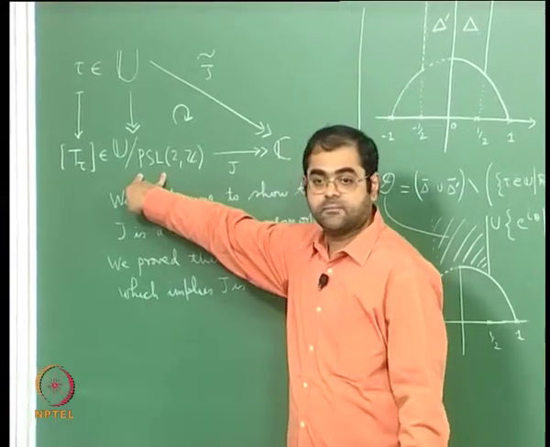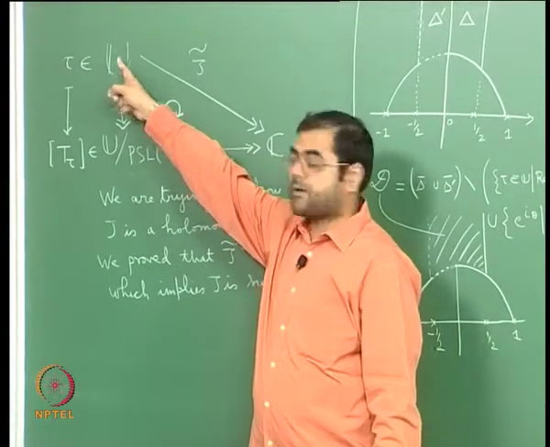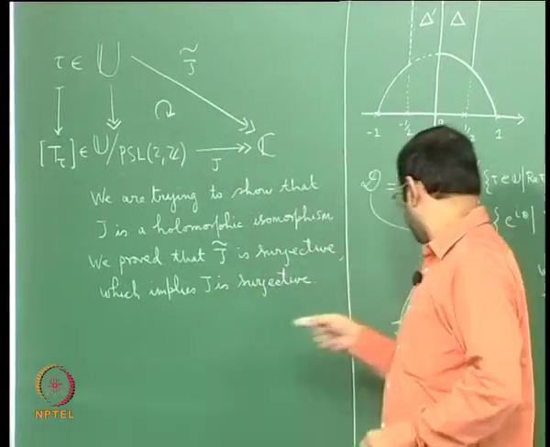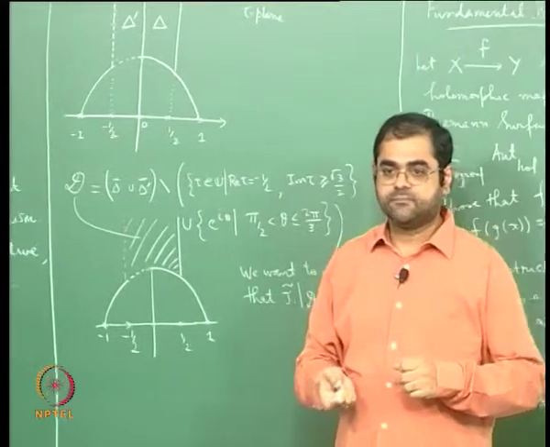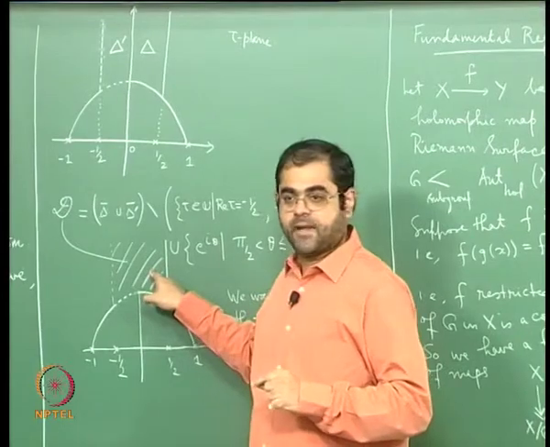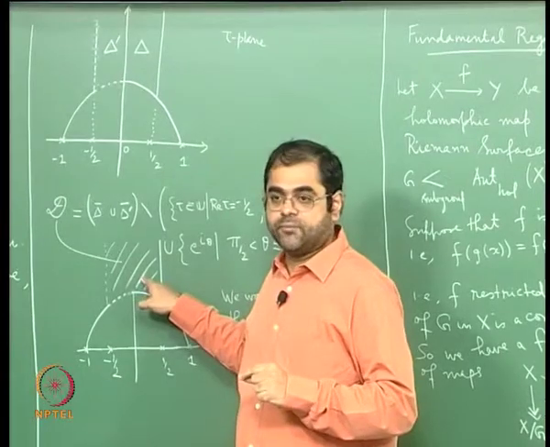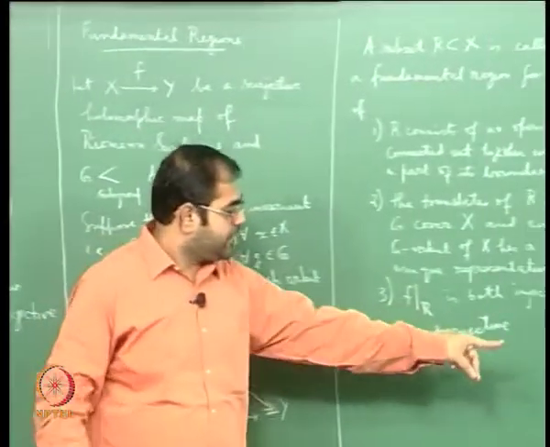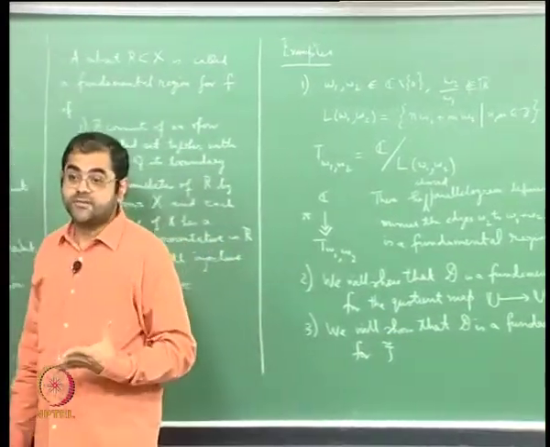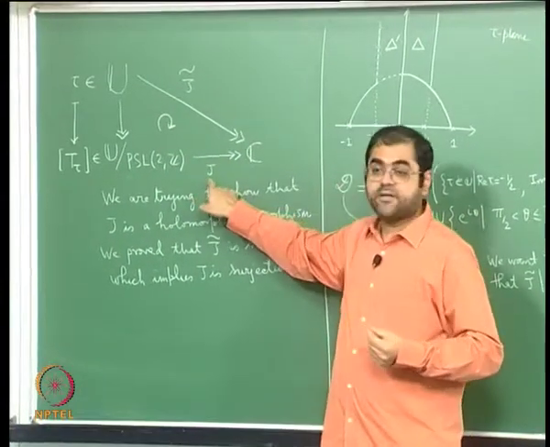If I have 2 points here, which are mapped by J to the same point, then I can find 2 representatives there which are mapped by J tilde to the same point. But then those 2 representatives I can move by PSL2Z into D, because D is a fundamental region and its translates cover the whole upper half plane. So I will get 2 points here, with J tilde taking the same value. But you see script D is also a fundamental region for J tilde, so J tilde restricted to D has to be injective, so that will tell you that those 2 points are actually equal, and that will give me the injectivity of J.